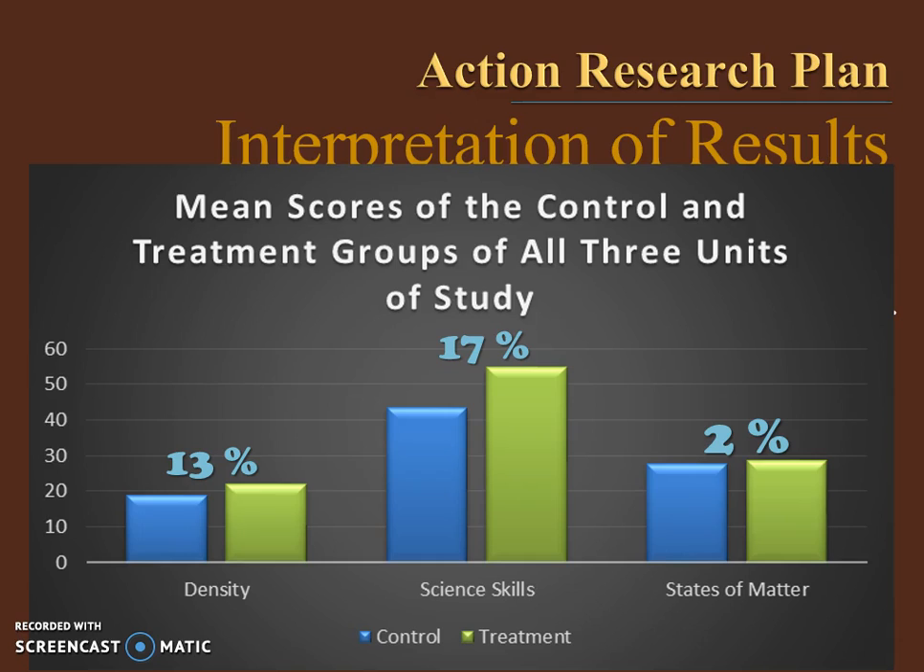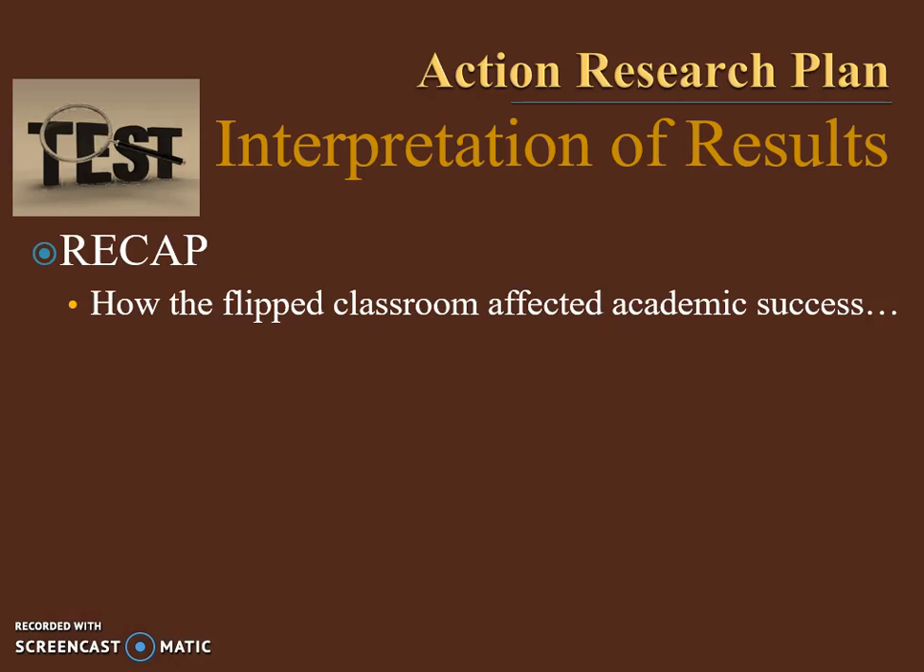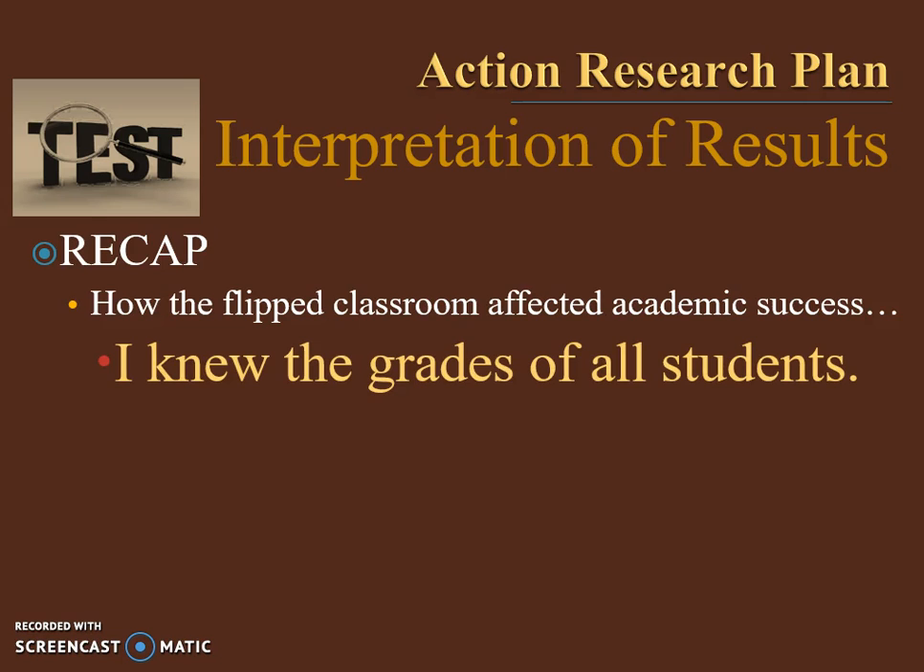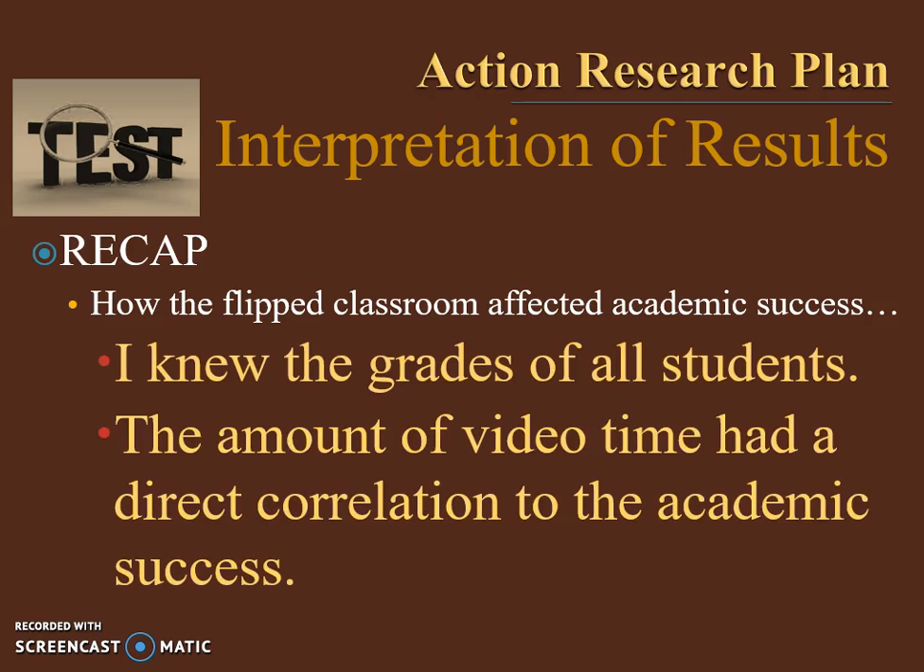All the activities that we did in class, I did with both sides, and I even did one more additional study on the atomic theory, but I didn't have to report that one for my action research project because I ran out of time. I just did it for additions, and that was a 9% difference. So the flipped classroom did affect academic success. I knew about all the grades of my students, and also the amount of video time showed higher test scores.